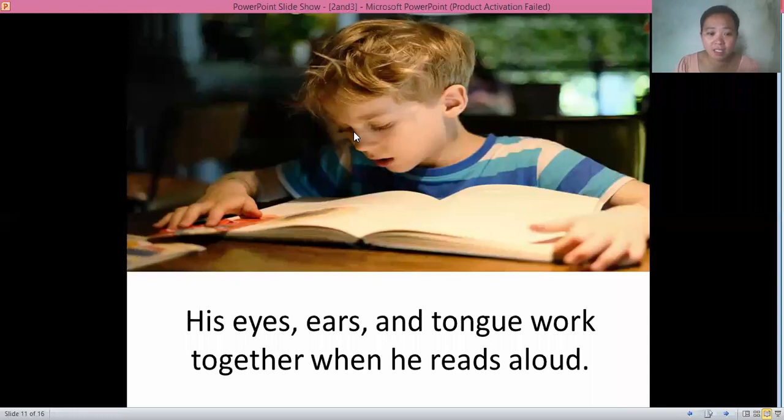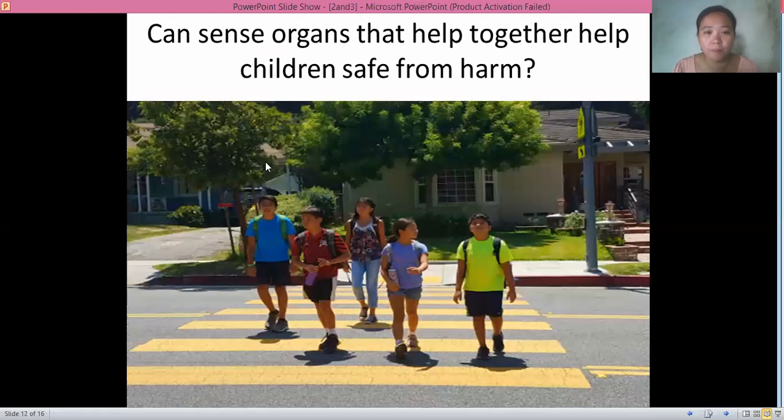Okay, his eyes, because he needs to look at the book. His ears, for him to hear what he is reading out, to check if it is correct. And his tongue, or his mouth, he uses to read. Okay, so his eyes, ears, and tongue work together when he reads aloud. Okay, very good. Now let's go to our next picture.